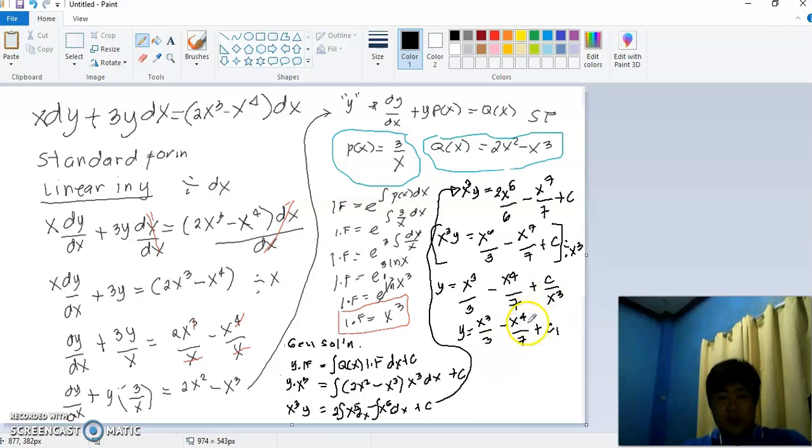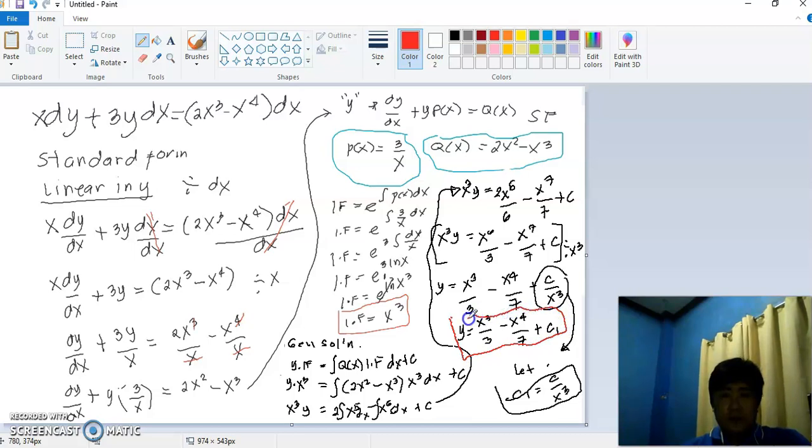Let c sub 1 be equal to c over x cubed. So therefore, our general solution is this one. So this is our general solution.